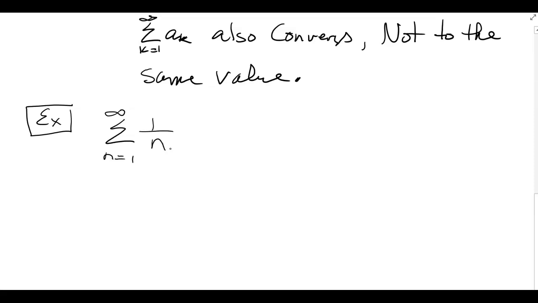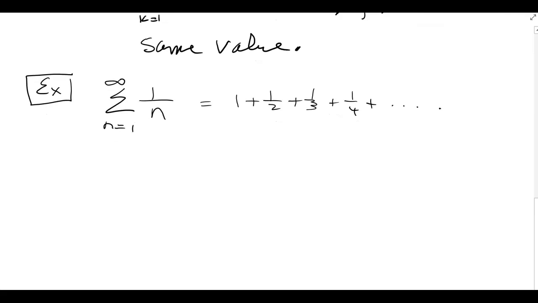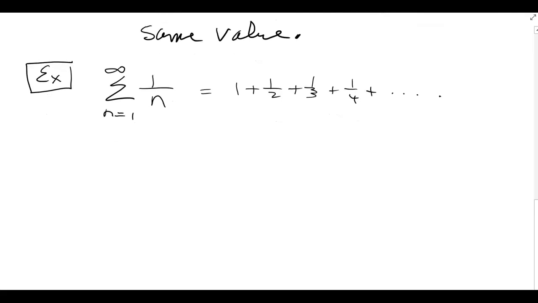All right, so I'm going to take the summation of n equaling 1 to infinity of 1 over n. It's our harmonic series. What does it look like again? It looks like 1 plus a half plus a third plus 1/4 plus ... into infinity. All right, so let's go ahead. And the first thing you're going to do is write it as a function.